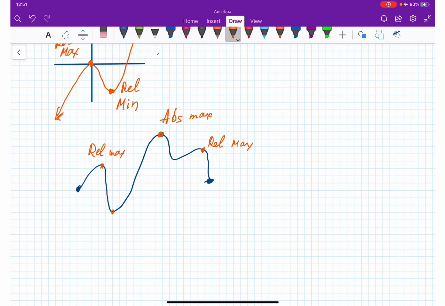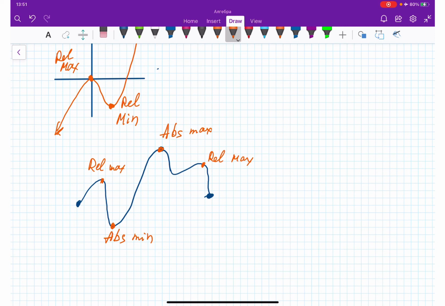This one is gonna be what? Absolute minimum, right? Because this is the lowest point. So you can have only one absolute maximum, only one absolute minimum, but you can have a bunch of relative maximums or minimums. Besides, absolute maximum and minimum can be on an endpoint also.